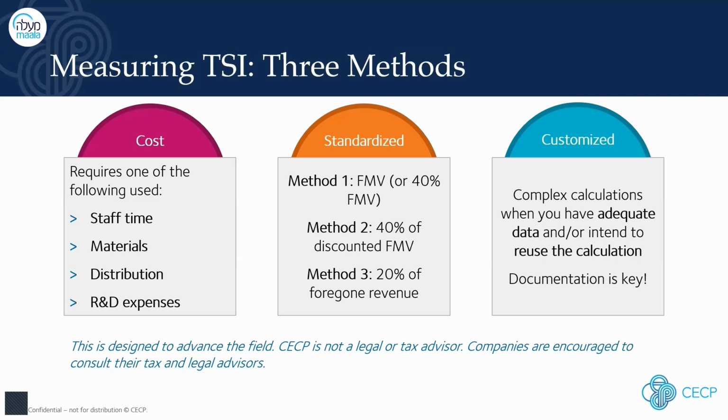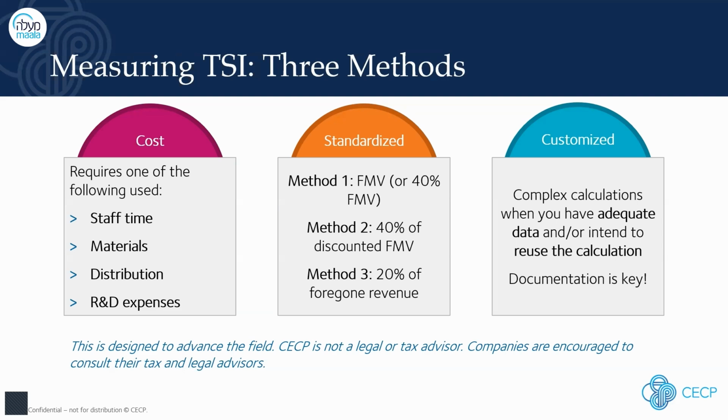And so that's why the 20% of foregone revenue is to acknowledge the fact that there is still a lot of revenue generated from these initiatives. 40% of that discounted fair market value is to acknowledge the fact that there are still revenues being generated from these activities. Obviously, this is our personal suggestion for how to calculate TSI, but ultimately the choice is in your hands.